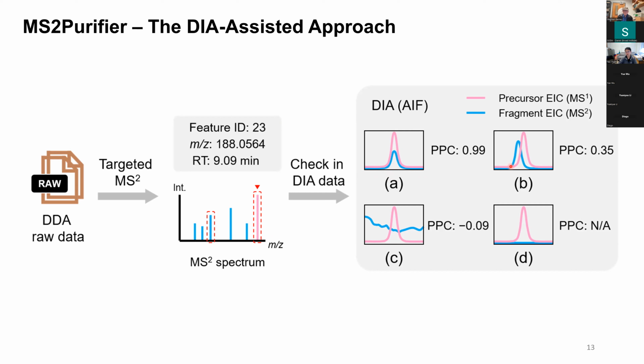However, if the fragment ion is shifted a little bit in retention time, then this fragment ion is more likely to be a fragment of another precursor ion. And sometimes we might also see that the fragment ion intensity does not really show a peak, but rather just fluctuates across the retention time. In this case, we believe that this fragment ion more likely comes from contaminants in the system or from the solvent. And of course, not all the fragment ions can be found in the DIA analysis. In those cases, the peak-peak correlation will be NA, or not available.